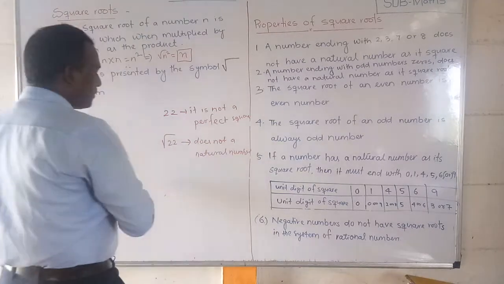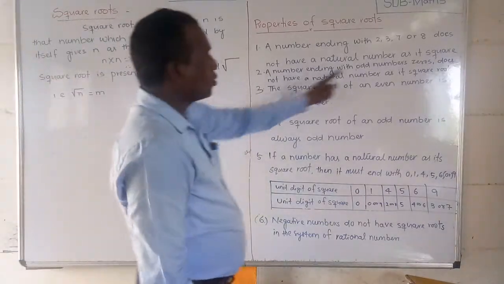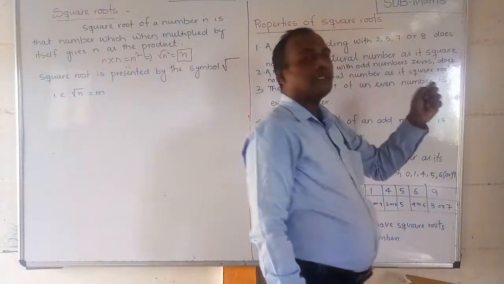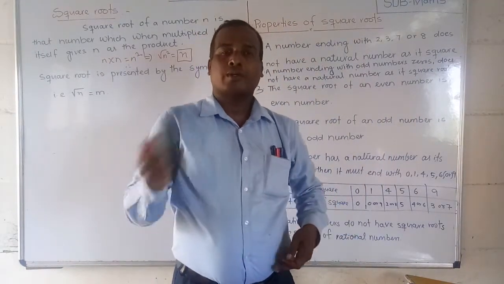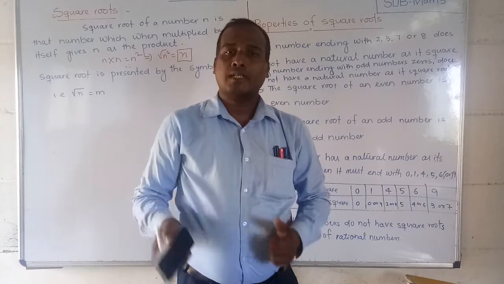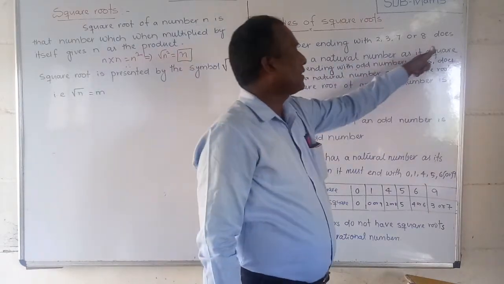Okay students, so similarly, not only ending with 2, but ending with 2, 3, 7 or 8. If it is not a perfect square, then the square root will never be a natural number. So that is telling us it does not have a natural number as its square root.